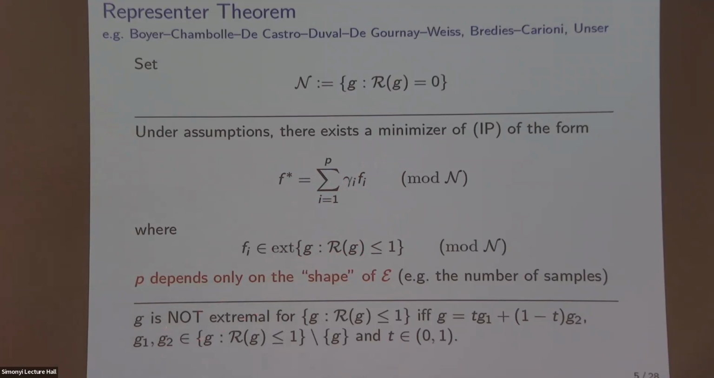So let me say that a point, a function g, is not an extremal point if it can be written as a non-trivial convex combination of functions belonging to that space. So in other words, extremal points are the ones that cannot be written as a non-trivial convex combination here. Okay. What is interesting here, what makes this useful, is that you take a linear combination with finitely many terms, but the number of terms that you have to take is bounded and depends only on the shape of the error term, not on the values of the measurements that you had. So this is the reason why this is appreciated.